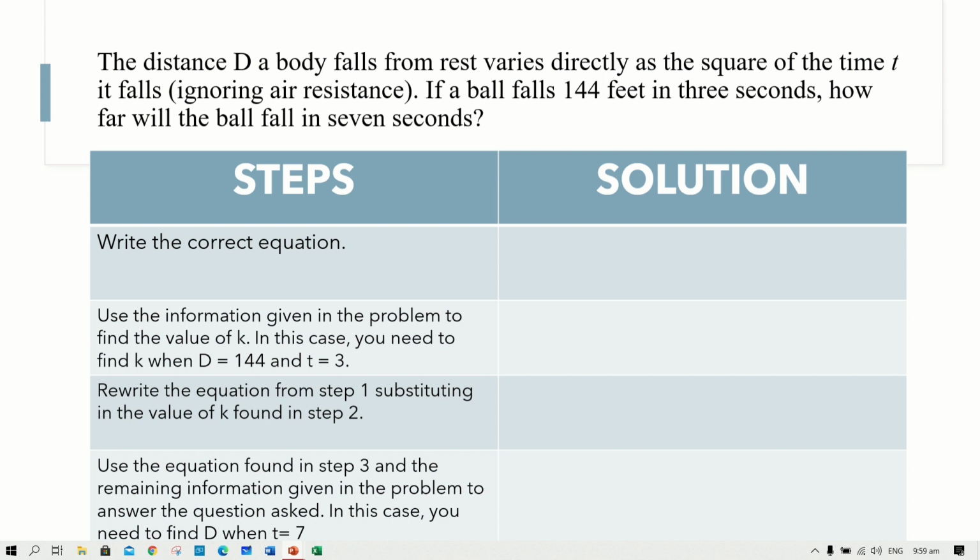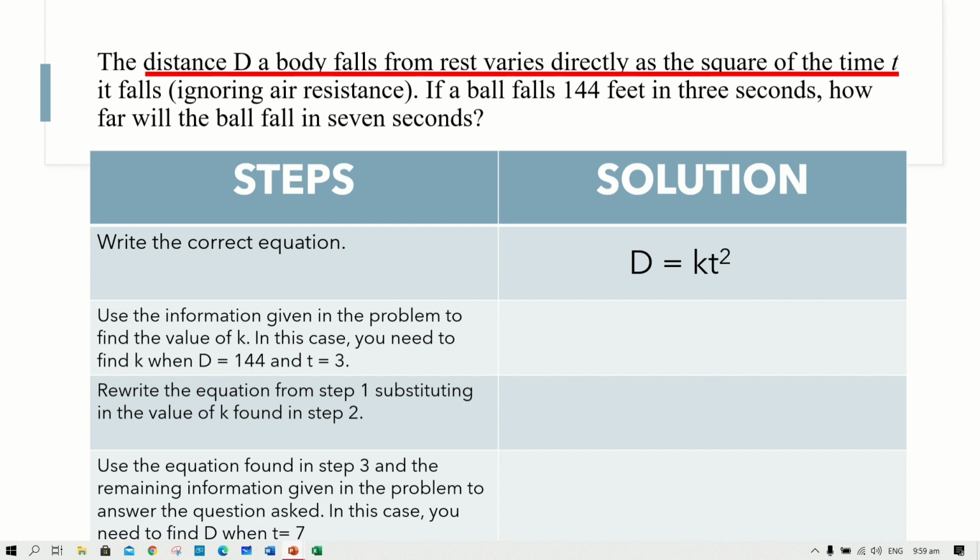Let's proceed with example number 3. The distance d a body falls from rest varies directly as the square of the time t it falls, ignoring air resistance. If a ball falls 144 feet in 3 seconds, how far will the ball fall in 7 seconds? Step number 1, write the correct equation. So the equation here is: the distance d a body falls from rest varies directly as the square of the time t. That is, capital D is equal to kt squared.